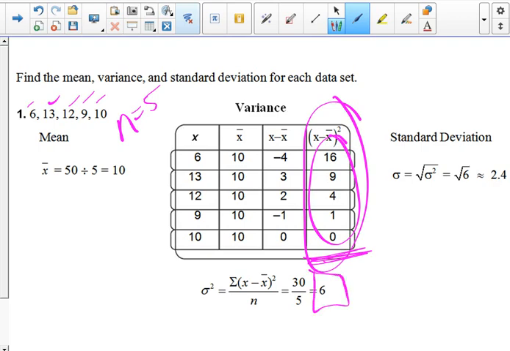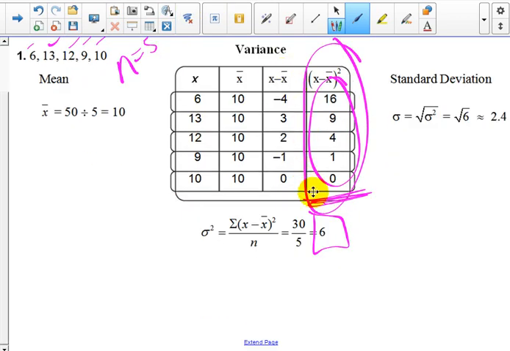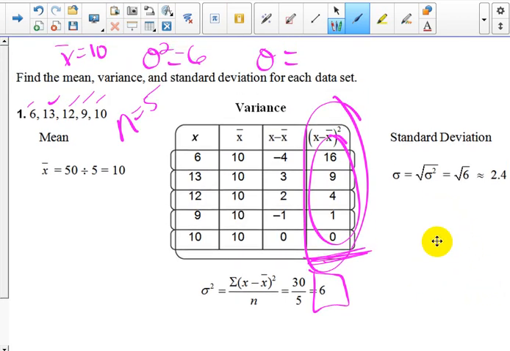So there's our variance. Well, we know our mean, x bar equals 10. The variance, sigma squared, equals 6. And now take the square root of 6, and you'll get your standard deviation. And the square root of 6 is, oh, there it is, approximately 2.4. Any questions? We've worked 2 of those.